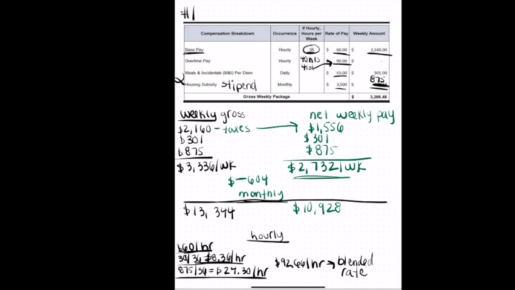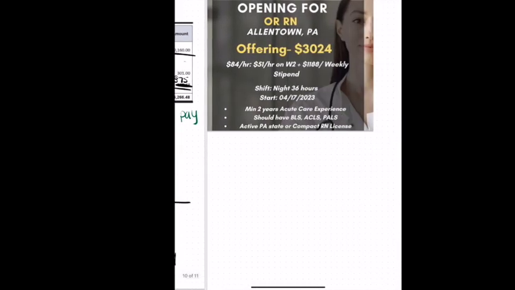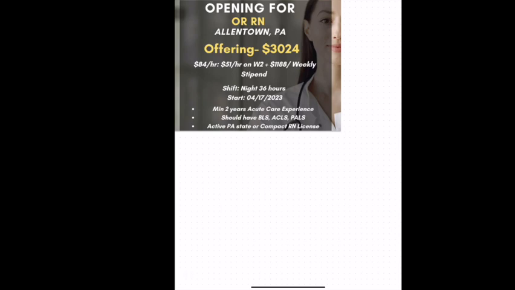Okay, so we will move on to the second contract now. So this is, I found this actually on Facebook, and as you can see, it's not nearly as laid out as nicely as the other one. So they are saying it's an opening for an OR/RN in Allentown, Pennsylvania, offering $3,024. And see, is this gross? You know, big question mark here. Is it gross, weekly? What is this $3,000? I'm going to assume it's gross pay.